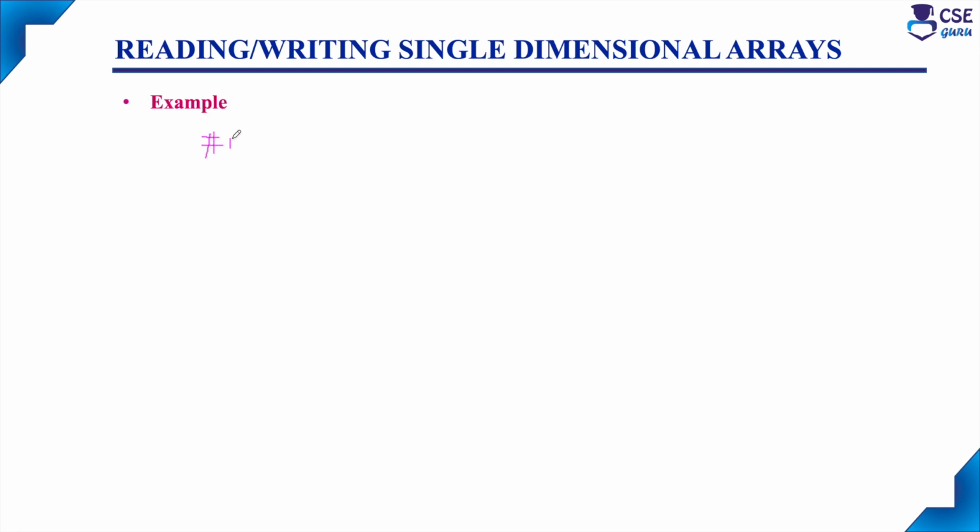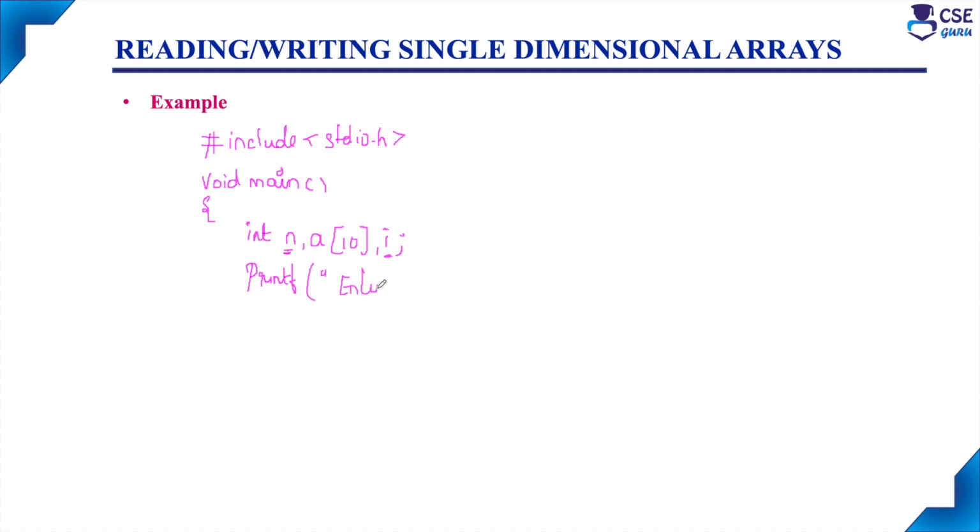For example, consider #include stdio.h, this is the header file, and this is the main function. Inside the main function, first we declare the local variables: int n, the array a of 10, and i is the looping variable since we are using a for loop. The n represents the number of elements. Then printf, enter number of items. Then using scanf, accept the n value. Then printf, enter n elements.